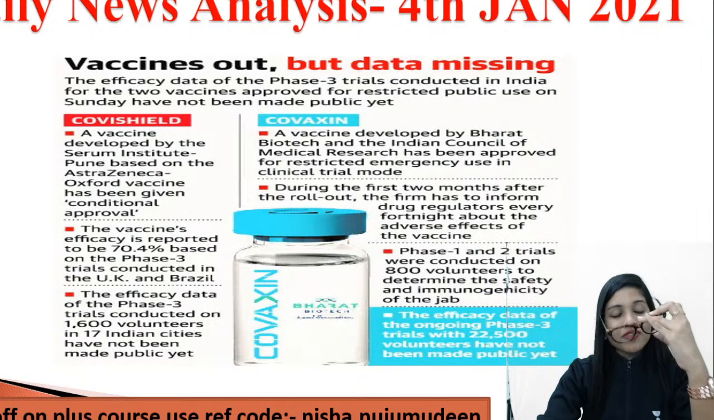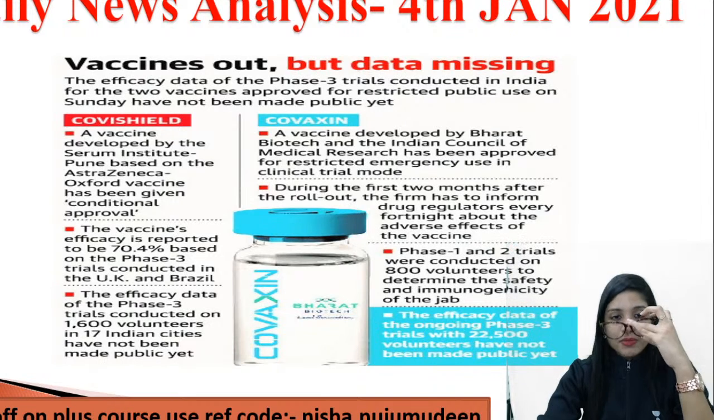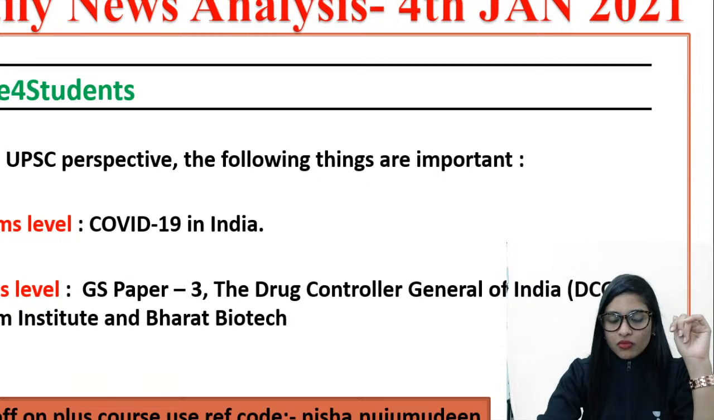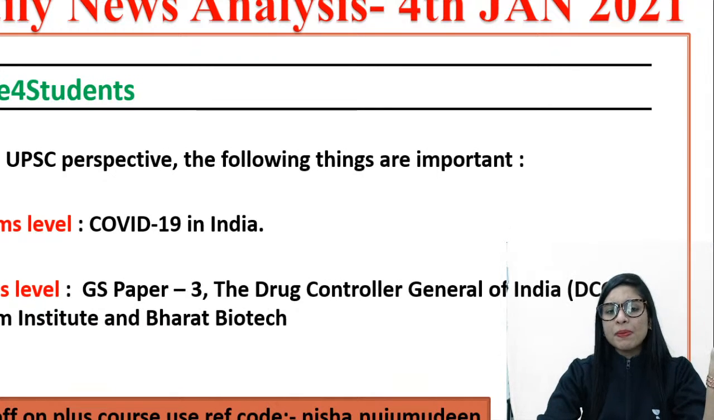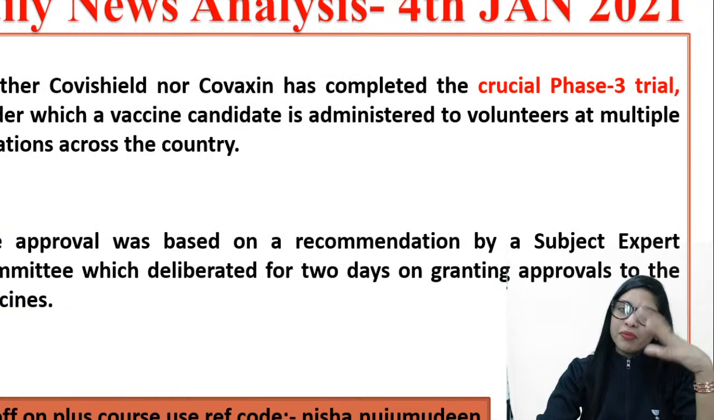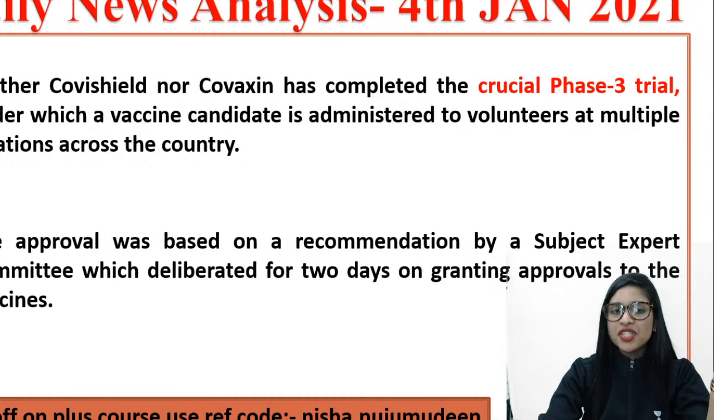Now, the whole point is that the vaccines are out, Covaxin is out for the treatment of COVID, but the data is missing. Why? It's a big question mark. From the prelims level, of course, COVID-19, the entire thing is important. From the mains level, from GS Paper 3, the DCGI, the Serum Institute and Bharat Biotech, you have to study from the perspective of the health sector. Be it Covaxin or Covishield, neither has completed the crucial phase 3 trial of testing in patients. So it's still a question mark which to follow.